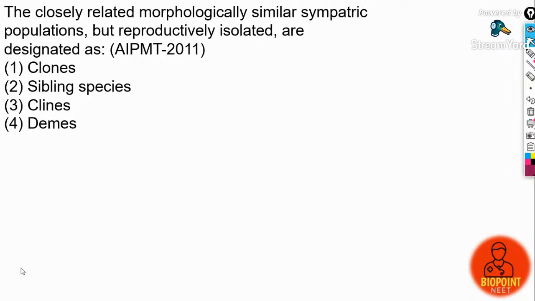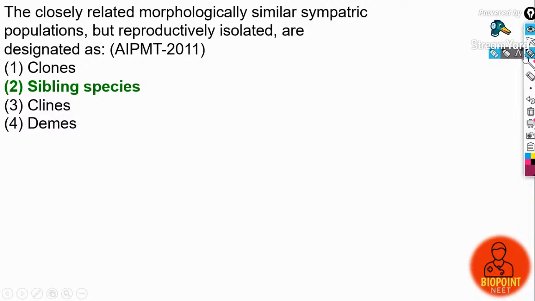Yes, yes, exactly. Sibling species. IOS code also says option 2, that is sibling species. Okay, fine. Calvin also says 2. So let's move on with the answers. Exactly, that is a sibling species.